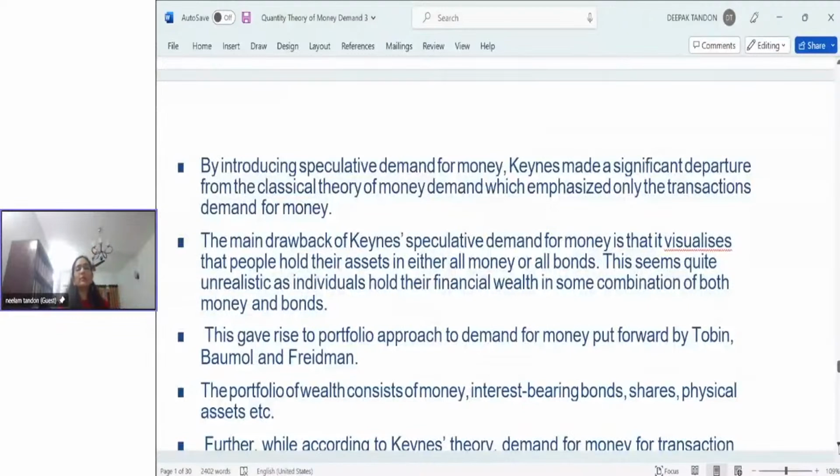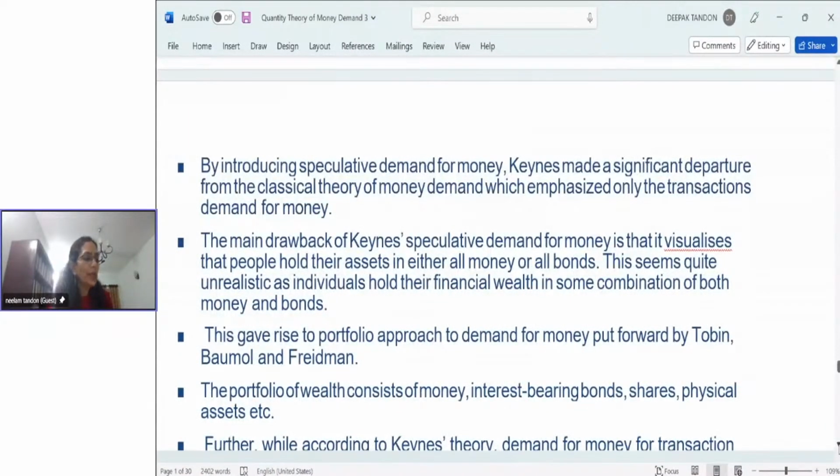By introducing speculative demand for money, Keynes said about what? Keynes made a significant departure. So if you look at the progression in money demand theory, we started with classical. Classical theory spoke about what? Money demand and price level.